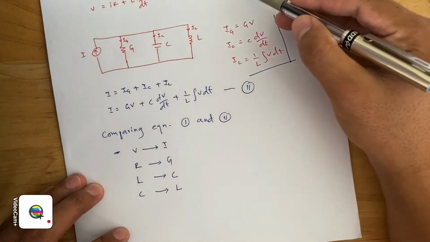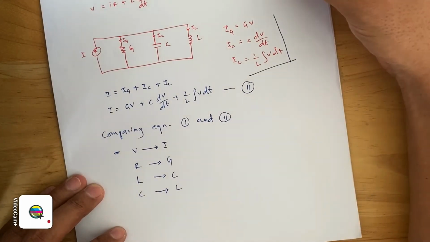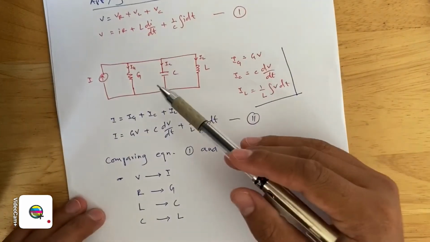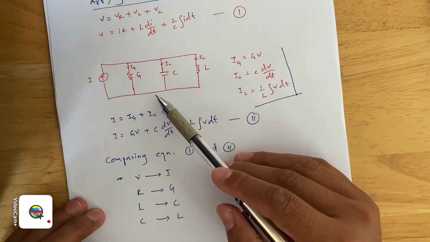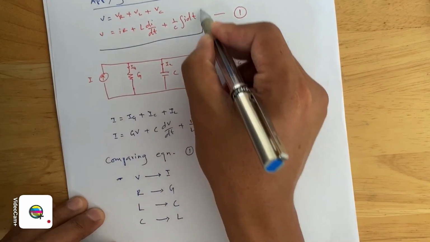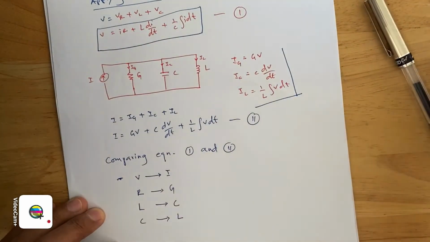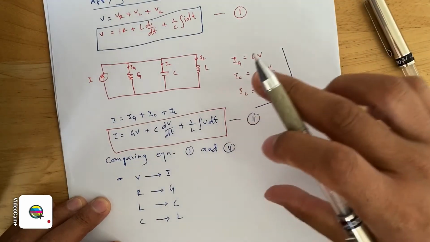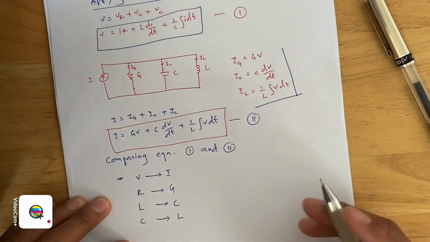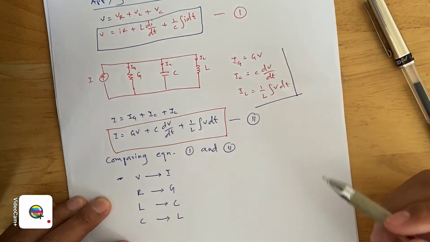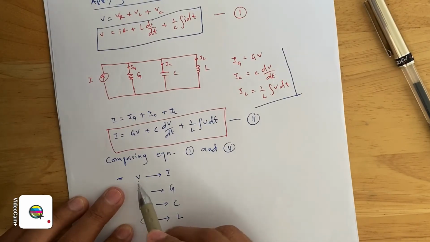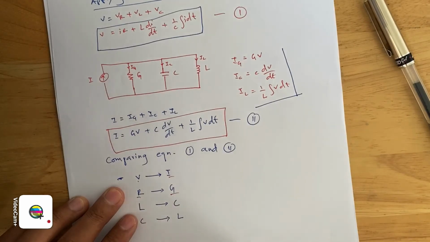So comparing equation 1 and equation 2, the mesh equation of the RLC series circuit and the nodal equation of the RLC parallel circuit are in a similar form. See, we have this form here, which is the form for the mesh equation, and again we have one form here, which is from the nodal equation. If you compare these two, they are similar in nature. So we can say there is a duality between these two networks. For that, we simply replace the voltage source with the current source, the resistor with the conductance G, the inductor with the capacitor, and the capacitor with the inductor.